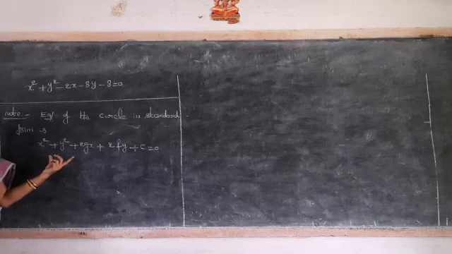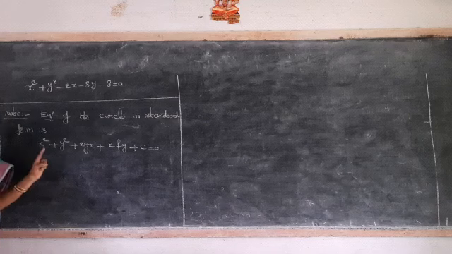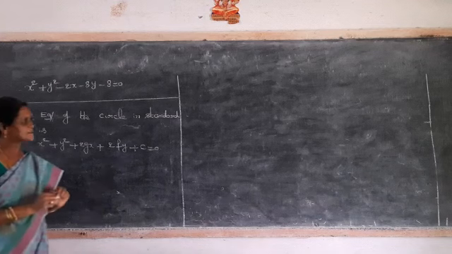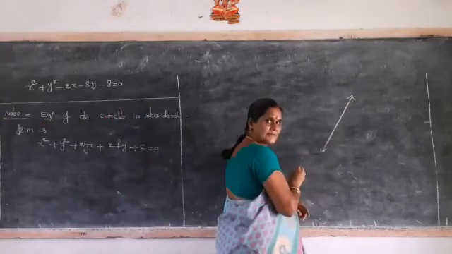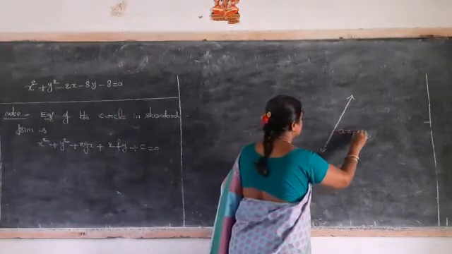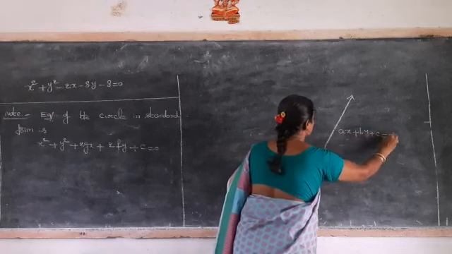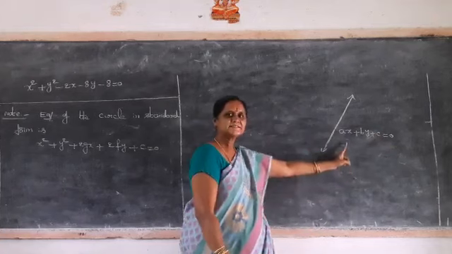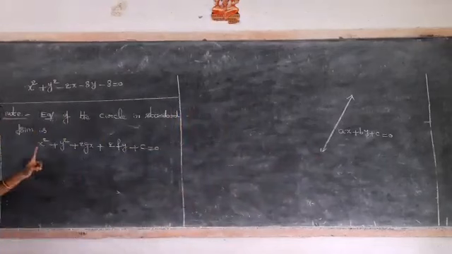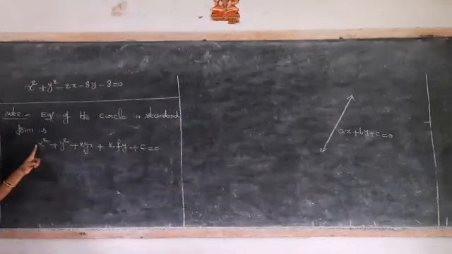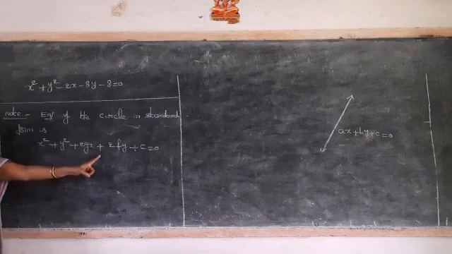In first year classes, in the chapter straight lines, you have learnt one similar concept. Suppose that you consider a straight line. So this is the straight line. The standard form of this straight line is ax plus by plus c is equal to 0. Similarly, here also the standard form of the circle is x square plus y square plus 2gx plus 2fy plus c is equal to 0.